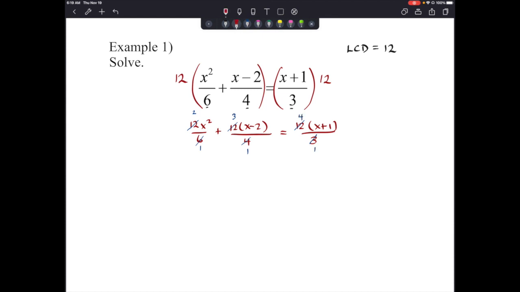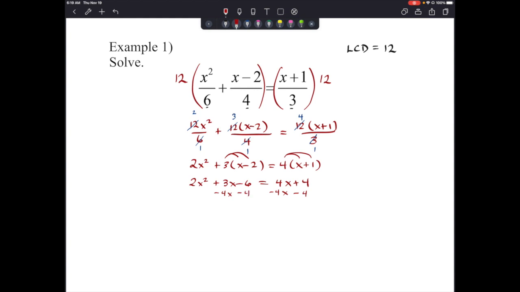So what we're looking at now is 2x squared plus 3 times the quantity of x minus 2 is going to equal 4 times the quantity of x plus 1. Now you'll just simplify each side of the equation and then look to solve it. So make sure you distribute your terms all the way through. And now it looks like we're going to have a quadratic equation, so set it equal to 0.